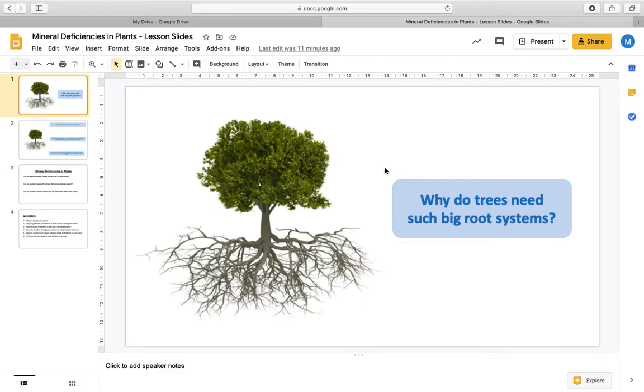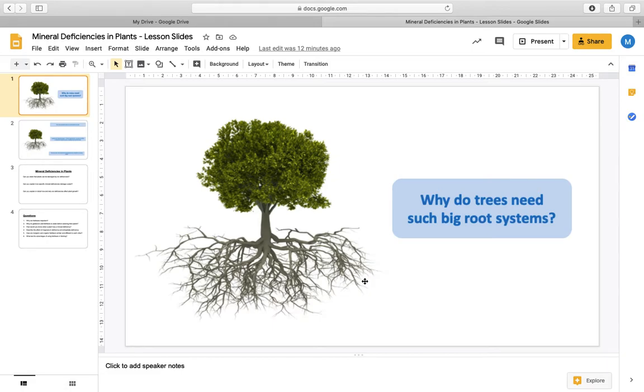I'd like to start the lesson with a question. Why do trees need such big root systems? So we can see trees above the ground, but what we don't see is these large networks of roots underneath. Pause the video now. Have a think about that question. Press play when you're ready for me to go over the answers.